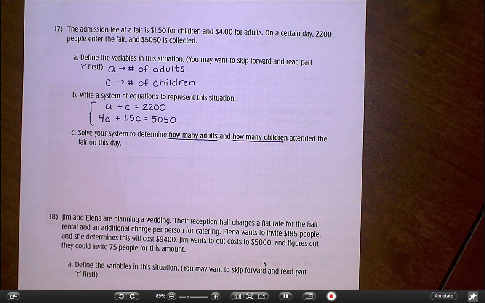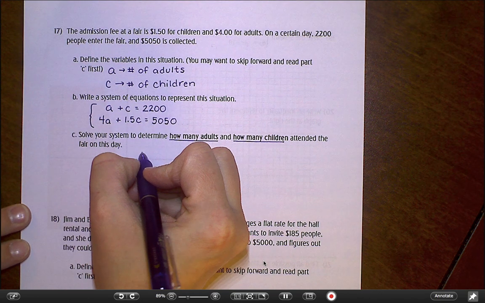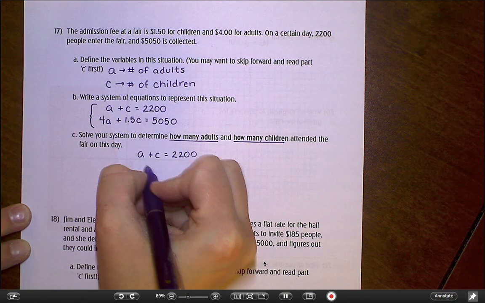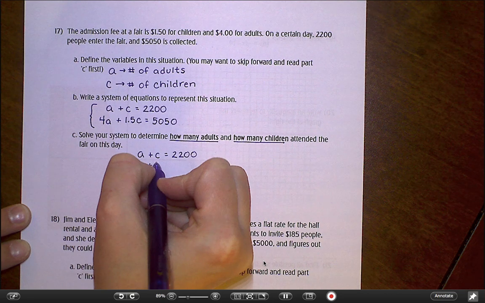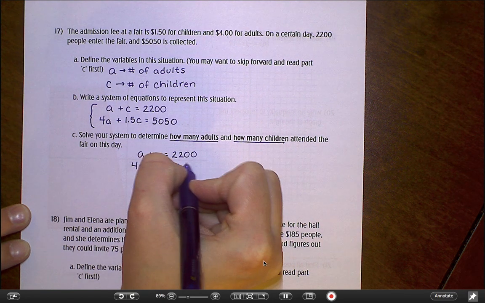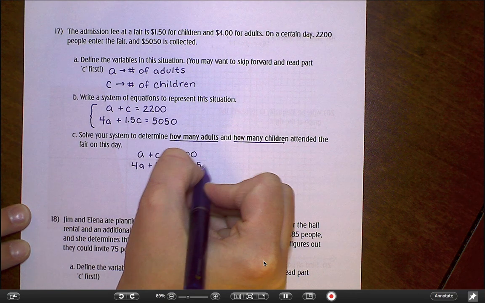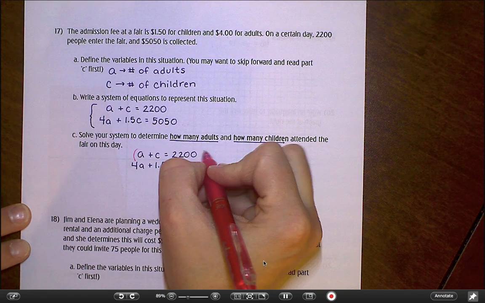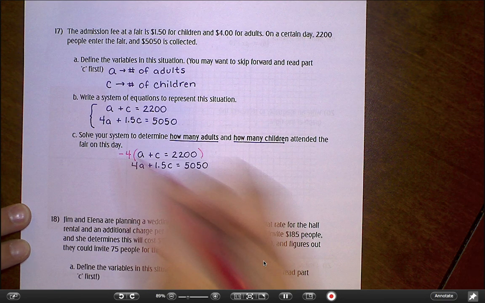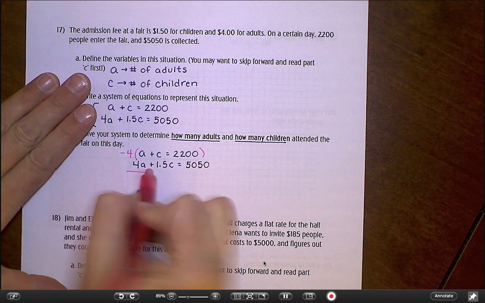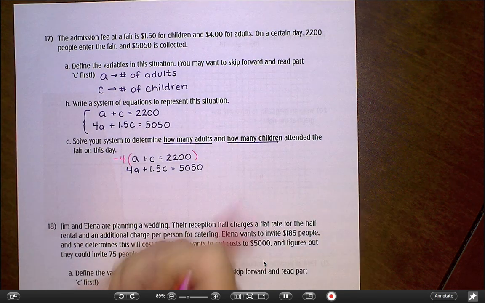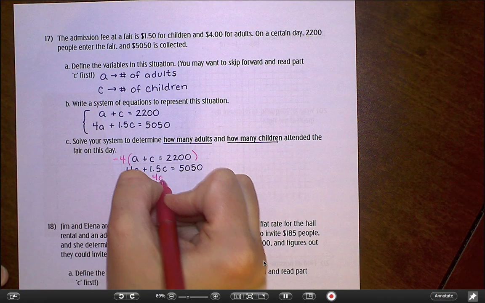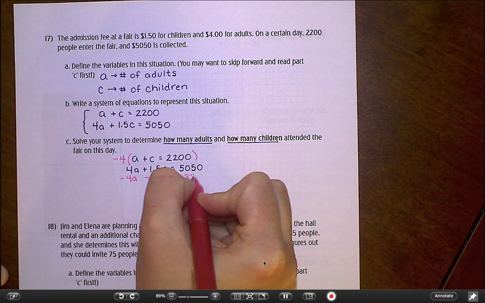Now we're going to solve that system. So first off, I'm just going to rewrite the system here. A plus C equals 2,200. 4A plus 1.5C equals 5,050. And I think the way these are set up, it really looks like elimination would work pretty well. I'm going to take this top equation and multiply through by -4. That's going to cancel out my A's. So I'm going to rewrite that top equation quick. So now I have -4A minus 4C equals -8,800.